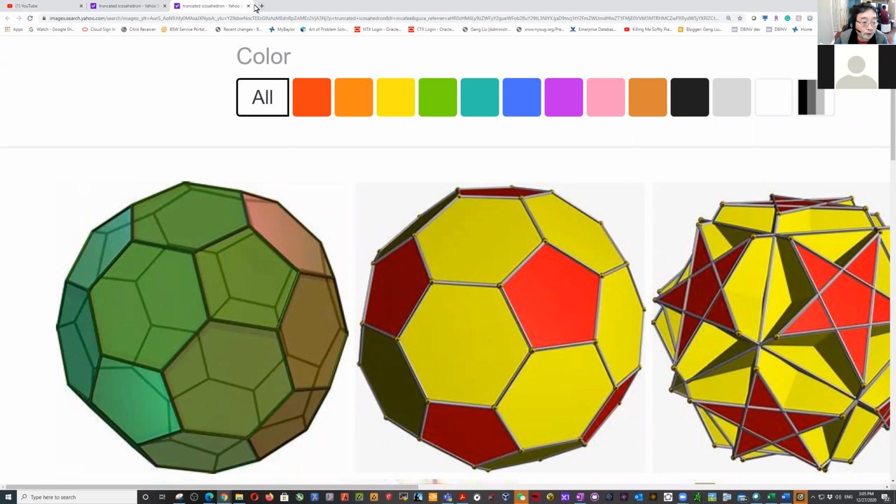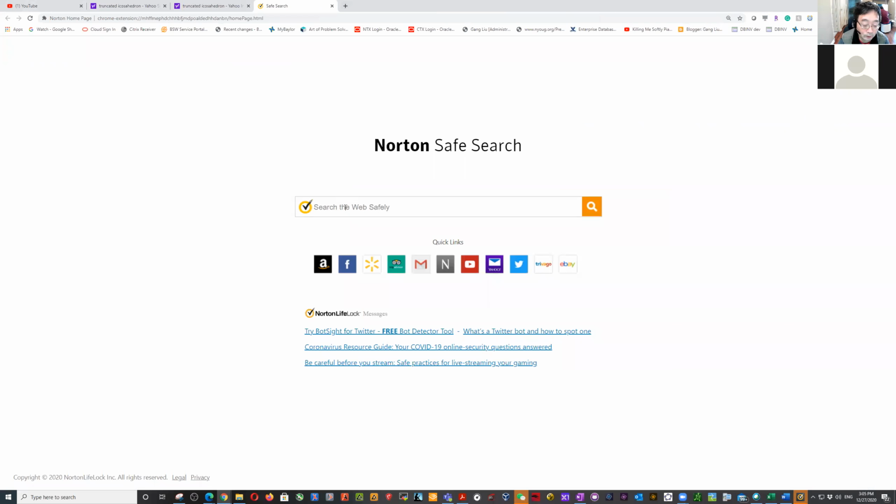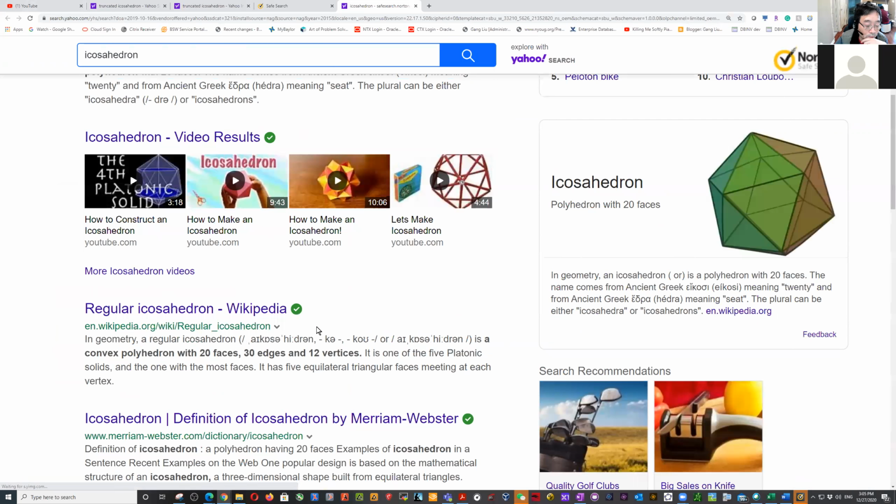And let's first see the icosahedron. So how do we get the truncated icosahedron? The icosahedron actually has 20 faces and 12 tips. So at each vertex, we just cut it, truncate it. So basically at each tip we truncate it.